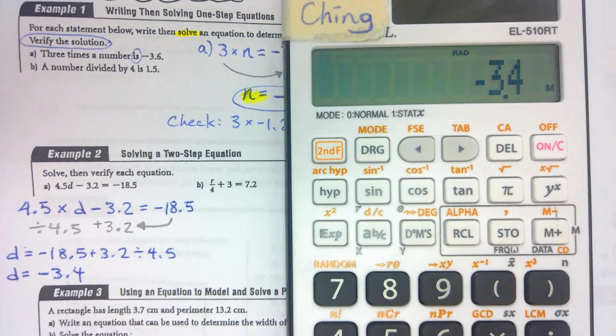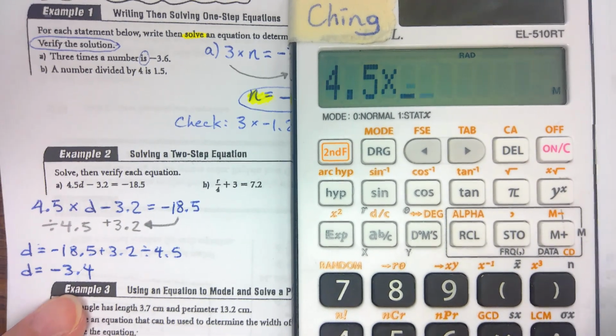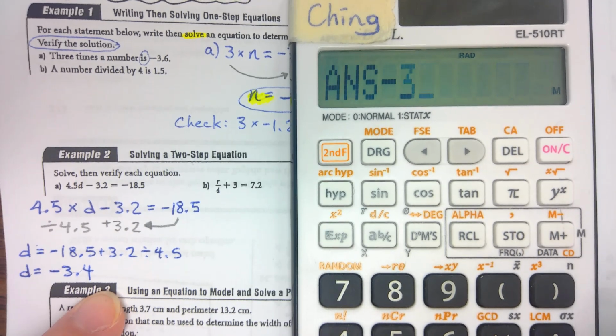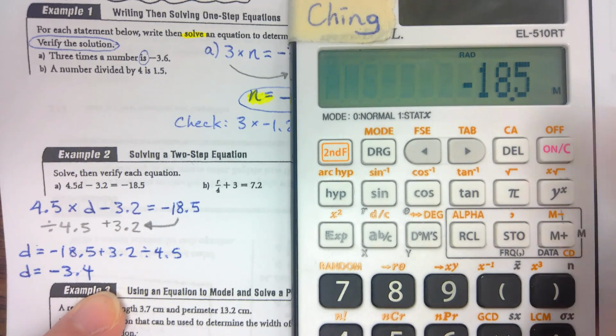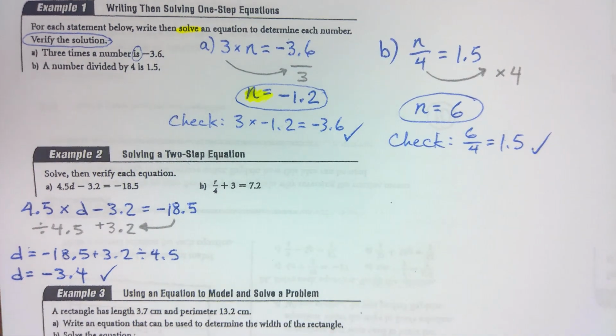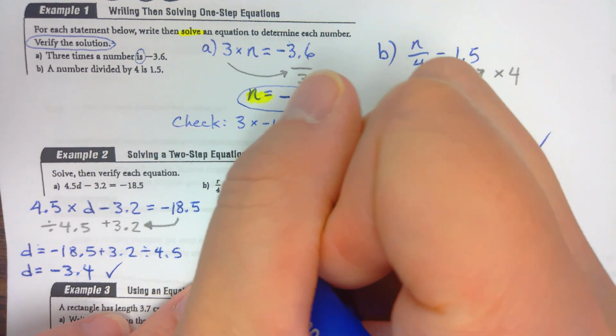Substitute it in. 4.5 times negative 3.4 minus 3.2. I do get negative 18.5. So I know my answer is correct. Same thing right here.